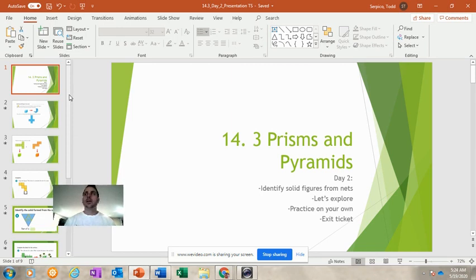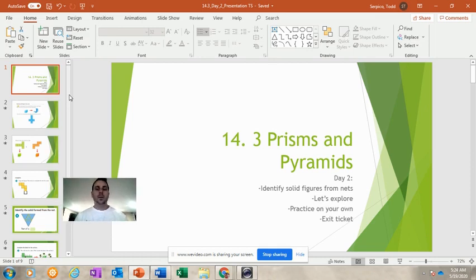Another good example would be a shoebox. If you ever took a shoebox and broke it down where all the seams are, it would form almost like a letter T. And if you just refolded that shoebox back together into one solid shape, you could form that rectangular prism again. So bear with me as I take you through a slideshow of prisms and pyramids.